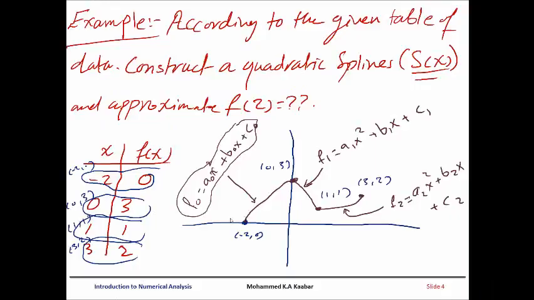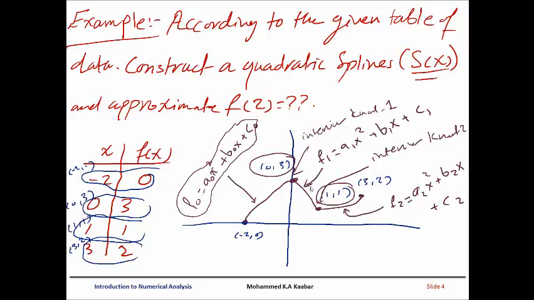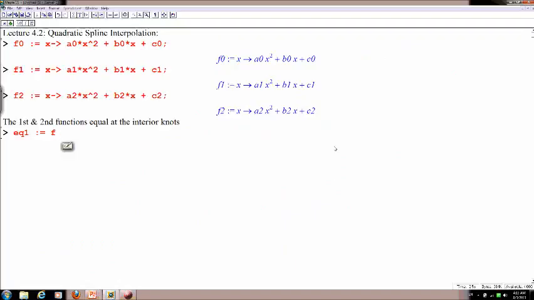Let me go to the slide. We have two interior knots. This is the first interior knot, with f0 and f1, and the second interior knot is with f1 and f2. The first one is 0, 3, and the second one is 1, 1. Therefore, let me write the following code: f0 of 0 equal to 3. Now we have c0 equal to 3.